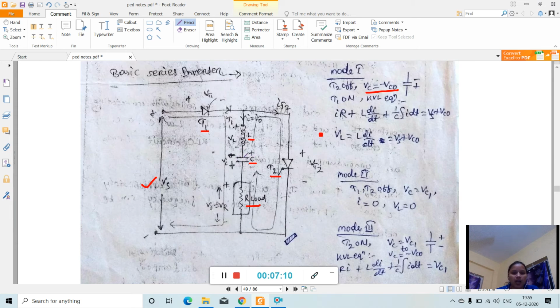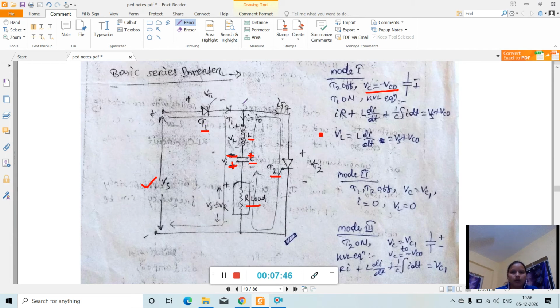Okay, so it is charged up to what? Up to the point when the upper plate is positive and the lower plate is negative, because initially the upper plate is negative and the lower plate is positive. So during mode 1, this capacitor is charged till the point when the upper plate is positive and the lower plate is negative. Okay, so this is the condition for capacitor voltage.